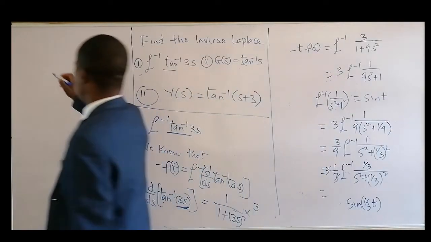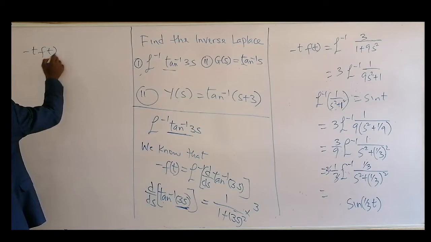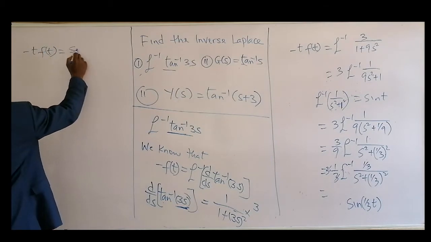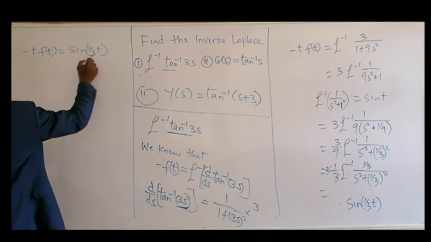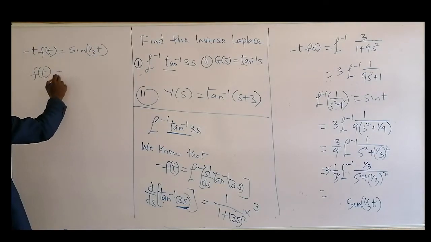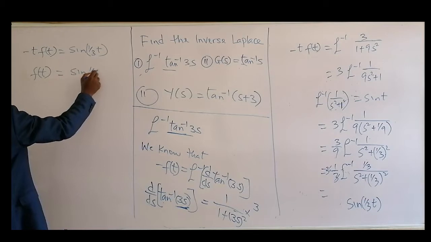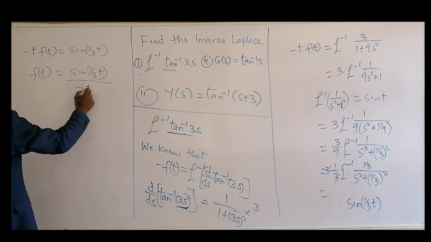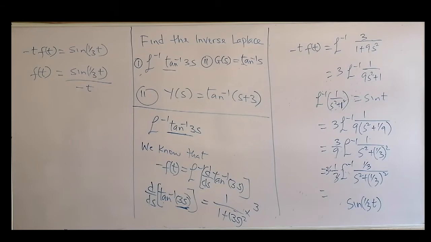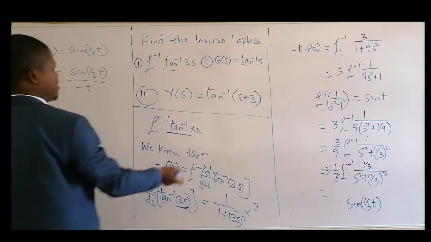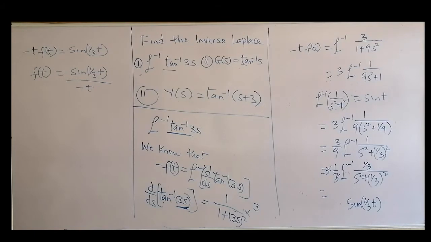Then we can come back here and now have minus t f of t equal to sine 1 over 3 t. And f of t is equal to sine 1 over 3 t all over minus t. And that is the answer. So that's that. The second one, we do the same way also.